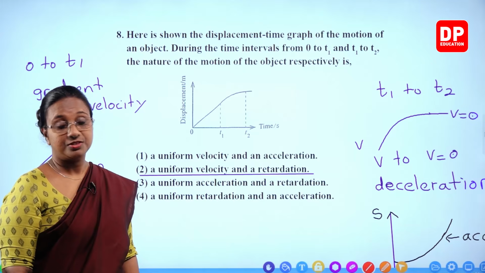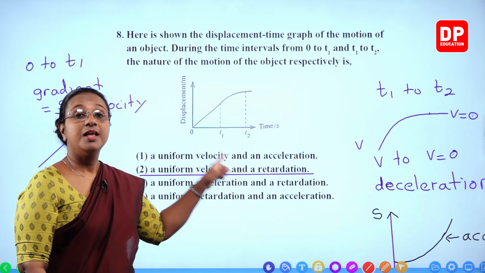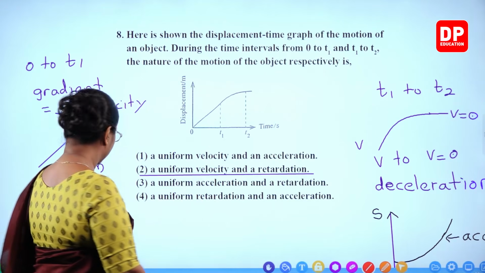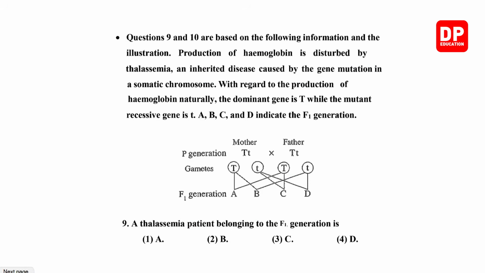Is that clear, students? So that is the answer for the 8th question. Then I'll move on to the next one, questions 9 and 10. So here you can see, like I told you all, 2 questions have to be answered based on one introduction and a diagram. You can see here questions 9 and 10 are based on the following information and the illustration. So this is the illustration.